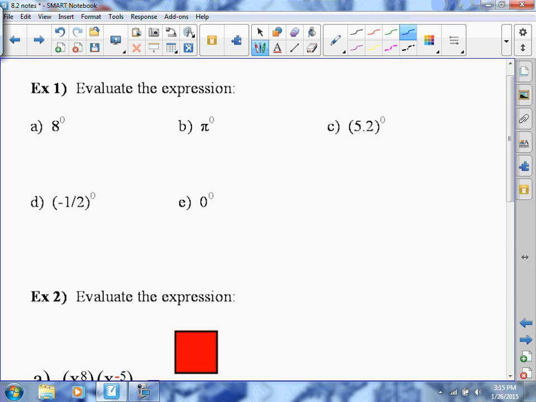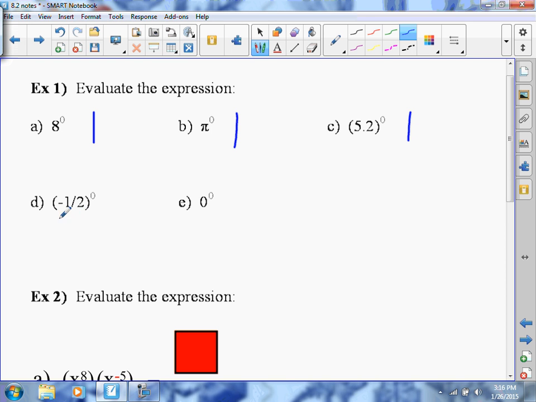And for example 1 here, I just want to re-emphasize that anything to a power of 0 is 1. So 8 to the 0 power is 1. It's like 8 divided by 8. Pi to the 0 power. If you have a pi key on your calculator, do pi to the 0 power, you'll get 1. It's like pi divided by pi. Even if it's a decimal, 5.2 to the 0 power, you're going to get 1. It's like 5.2 divided by 5.2.